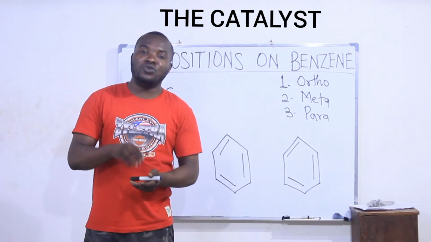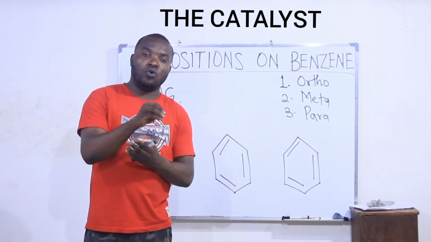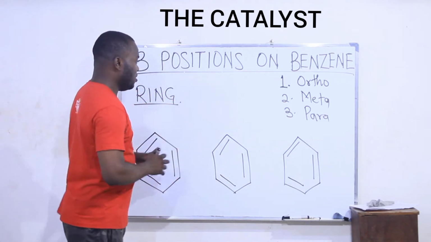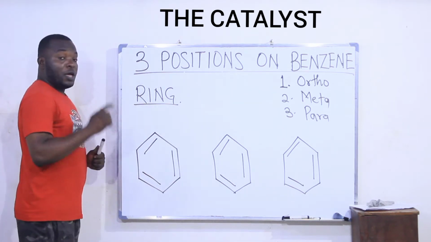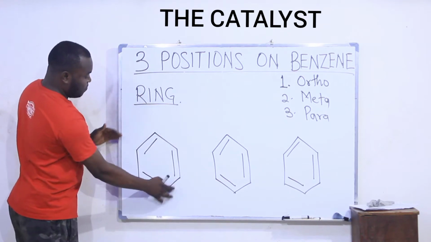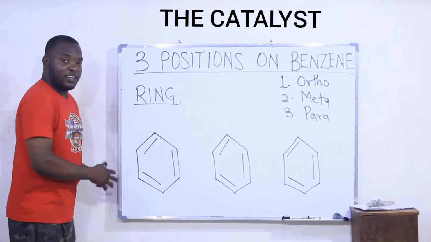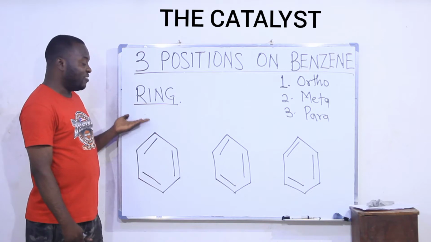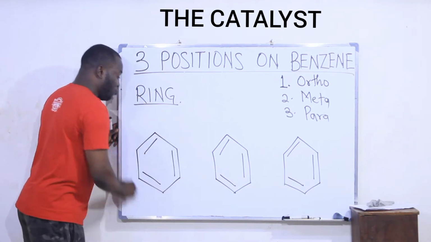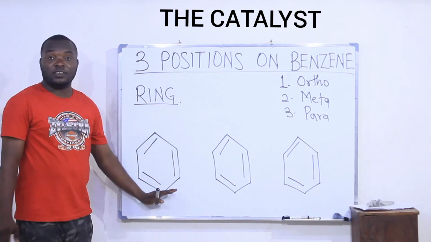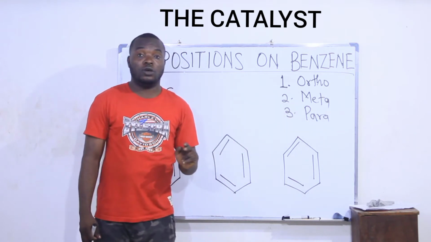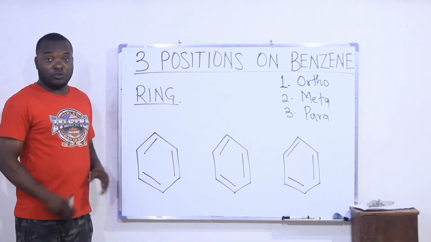Now, how do you know where you call ortho, where you call meta, and where you call para position on a benzene ring? Let's take a look at this. If I have a benzene ring like this, no place is ortho, nowhere is meta, nowhere is para. Why? Because there is no substituent here, there is no attachment on the ring. You can only talk about ortho position, meta position, and para position when there is an attachment on the ring.